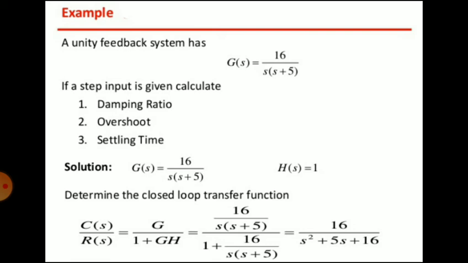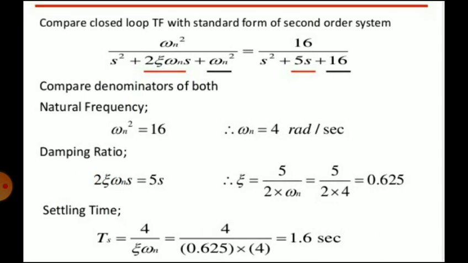So find out C(s) upon R(s), that will be equal to, after simplification, 16 upon s square plus 5s plus 16. So compare the closed loop transfer function with the standard form of a second order system. We have already seen this in the previous slides. So this is the standard form: omega n square upon s square plus 2 zeta omega n s plus omega n square.